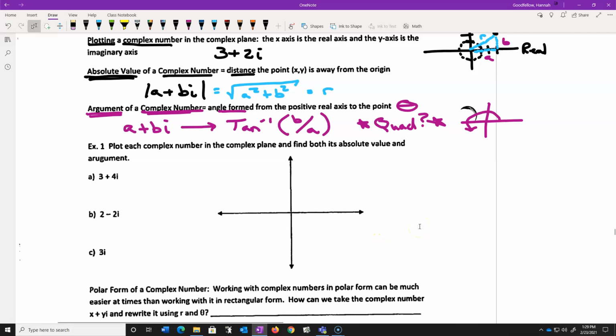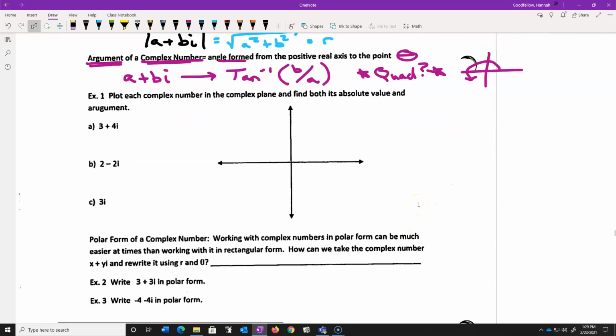Now, plotting each one of these complex numbers on the complex plane and then finding their absolute value and their argument, which means find their r and find their theta. That's really what they're basically saying here, so don't be surprised by that statement. Now 3 and 4i would be 1, 2, 3 and 1, 2, 3, 4. It'd be over here in quadrant 1. This is your a value. I would probably write down that this is in quadrant 1 too, because that'd be very helpful for me to remember to get what I'm looking for.